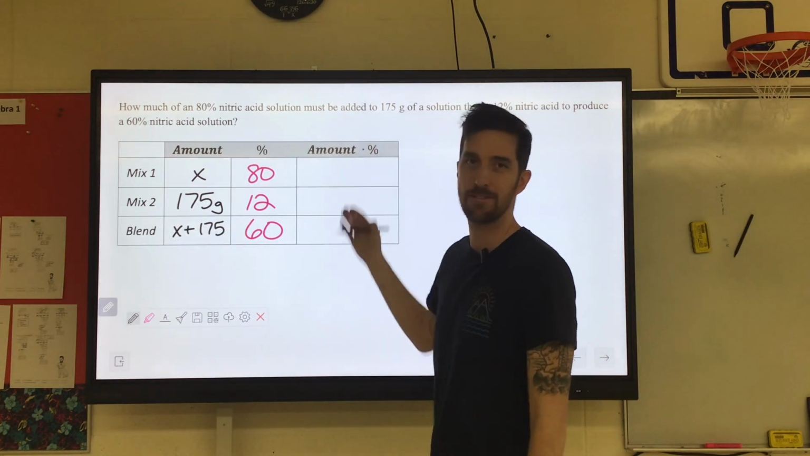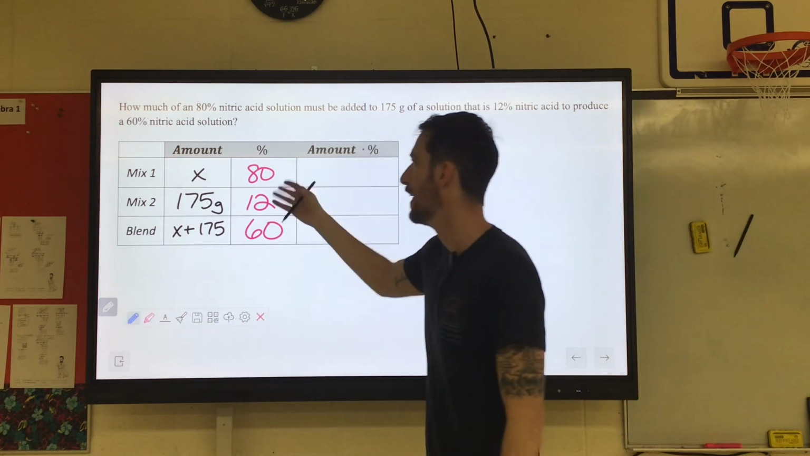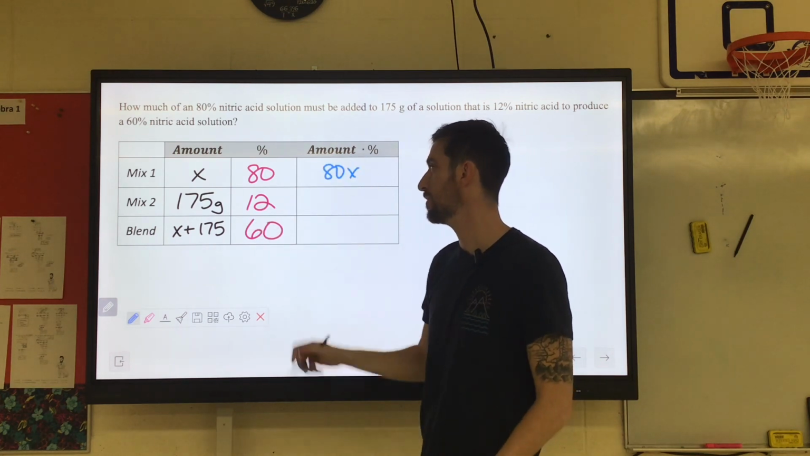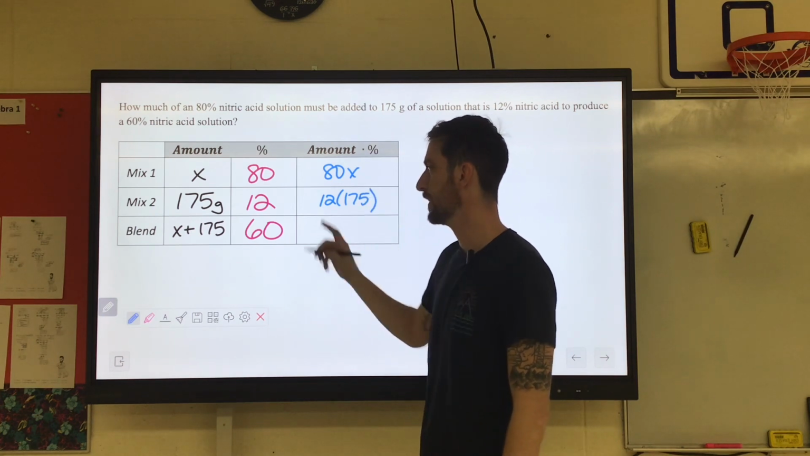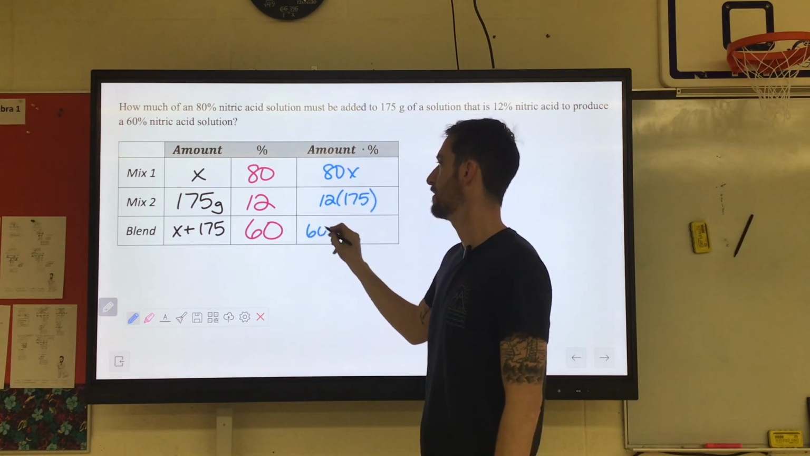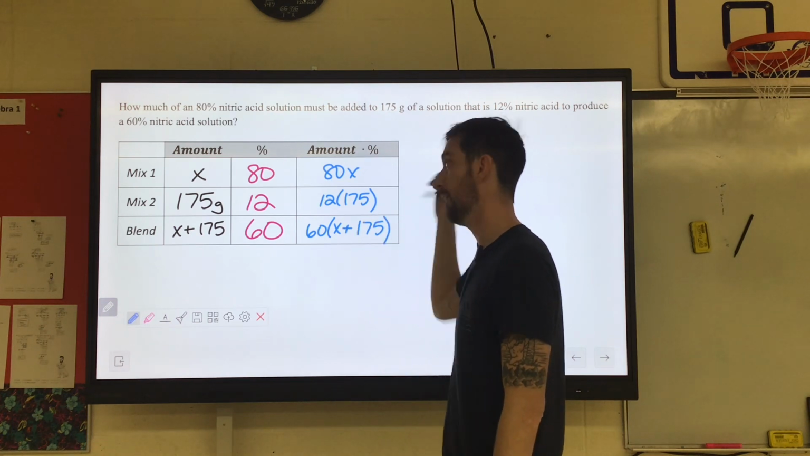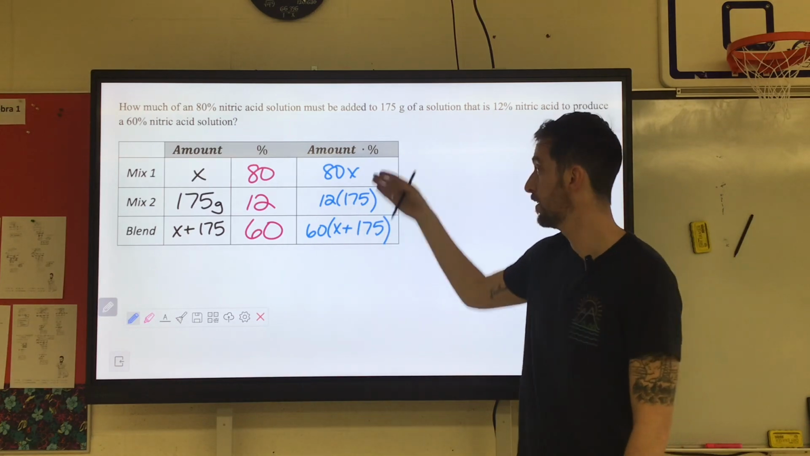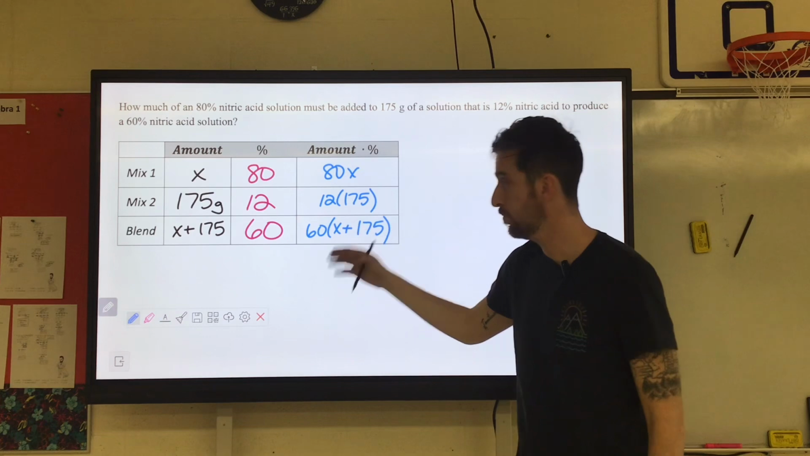Great. Now that third column, we're just multiplying the amount by the percent. So 80 times X is just 80X. 12 times 175, I'll just write it like that for now. And then 60 times the X plus 175. Great. So remember our equation now. It's mix 1, amount times percent, plus mix 2 equals the blend.